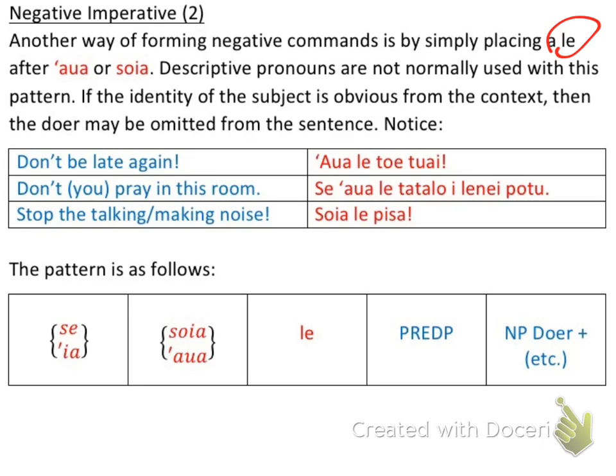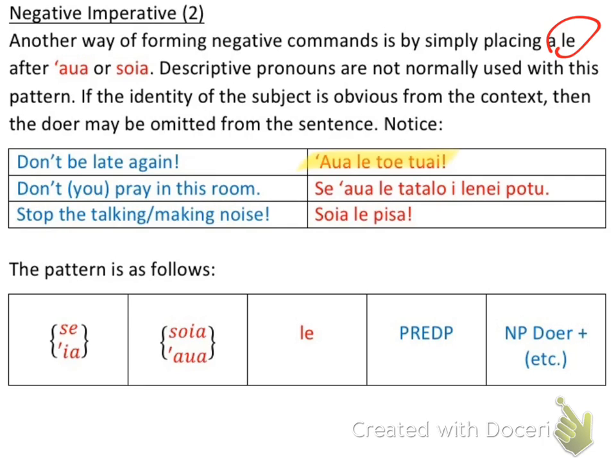The other thing is, if it's obvious from the context, then the doer or the subject may be omitted from the sentence. So don't be late again. I don't have a subject in that English sentence. And again, I don't have to put that in Samoan either. Awa le toi tuai. So I just completely took out my subject. Normally the subject would come right after that lay.